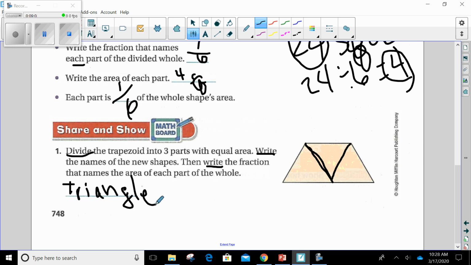Then write the fraction that names the area of each of the parts. Well, how many parts do we have? We have 3 equal parts. Then each part, that's like our unit fraction. That's 1 part, that's 1 part, that's 1 part. That 1 part is 1/3. Okay?